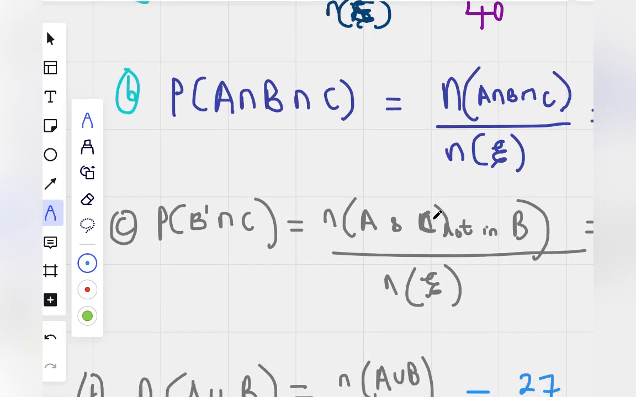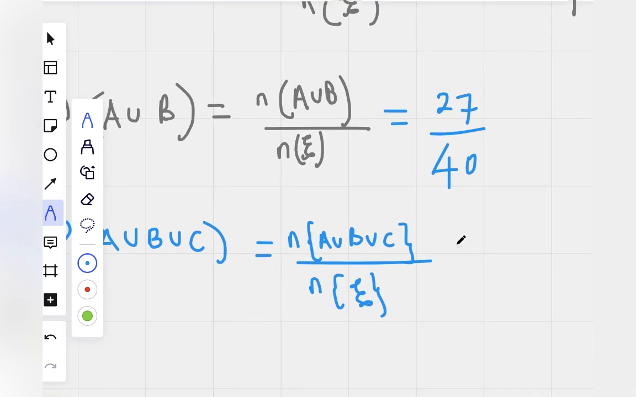So that's it. We add all the numbers in A union B union C, which is 31, over the universal set. That's how to do probability. Remember, probability is always something over something, and the answer must be less than 1. You can see they are all proper fractions. You cannot have an improper fraction. If you divide, it's going to be 0 point something on a calculator. Answers of probability must be less than 1.